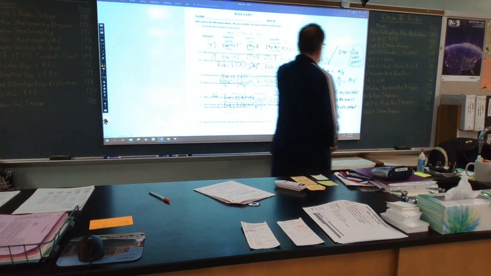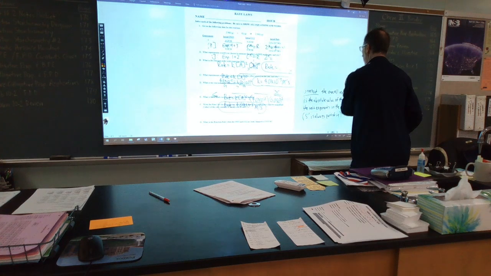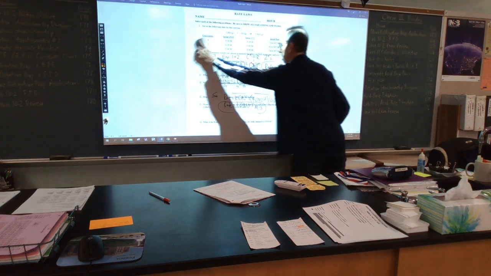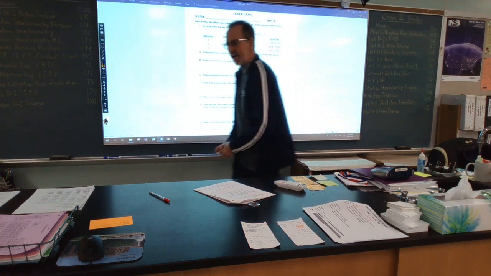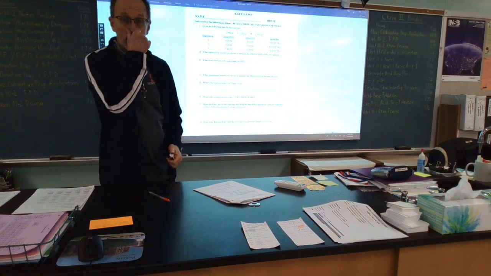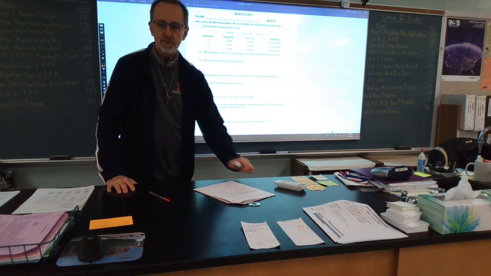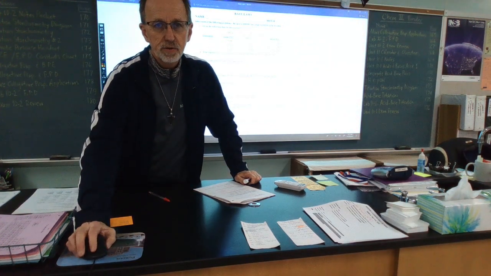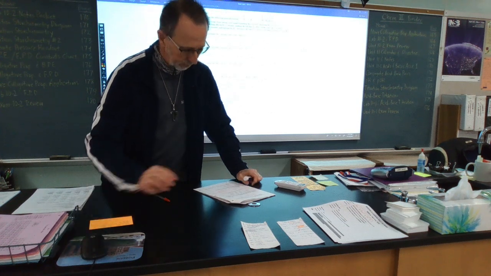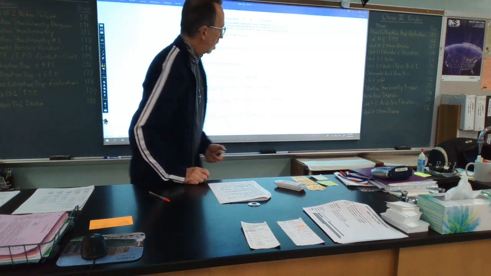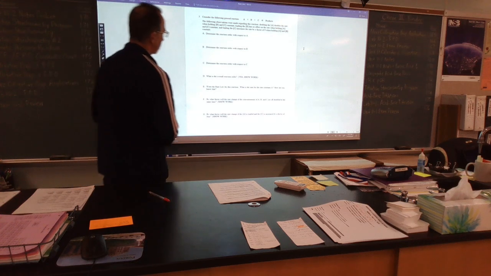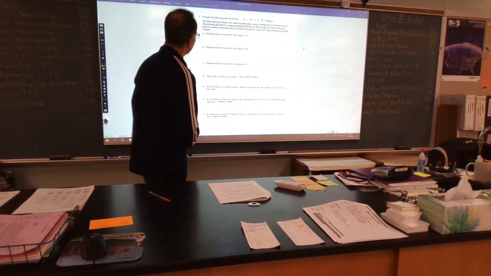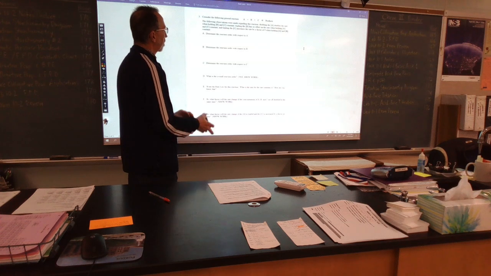And I want to jump ahead all the way to number 3. Numbers 1 and 2 are laid out pretty much exactly the way we did in the notes in our examples, but I want to jump to number 3 and show you one that's written a little bit differently. Consider the following general reaction. A plus B plus C yields products. So this has 3 reactants.